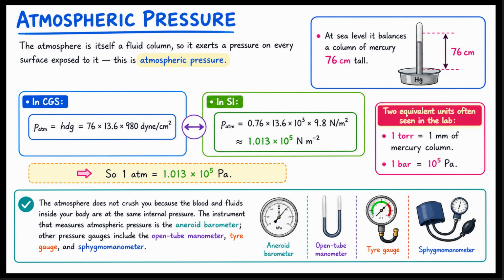Two smaller units show up often in the lab. 1 torr equals 1 millimeter of mercury column, and 1 bar equals 10 to the 5 pascals, very close to 1 atmosphere. The atmosphere does not crush us because the fluids inside our bodies push back with the same pressure. A barometer that does not use liquid mercury is called an aneroid. Other common pressure gauges are the open-tube manometer, a tire gauge, and the cuff instrument used to measure blood pressure.